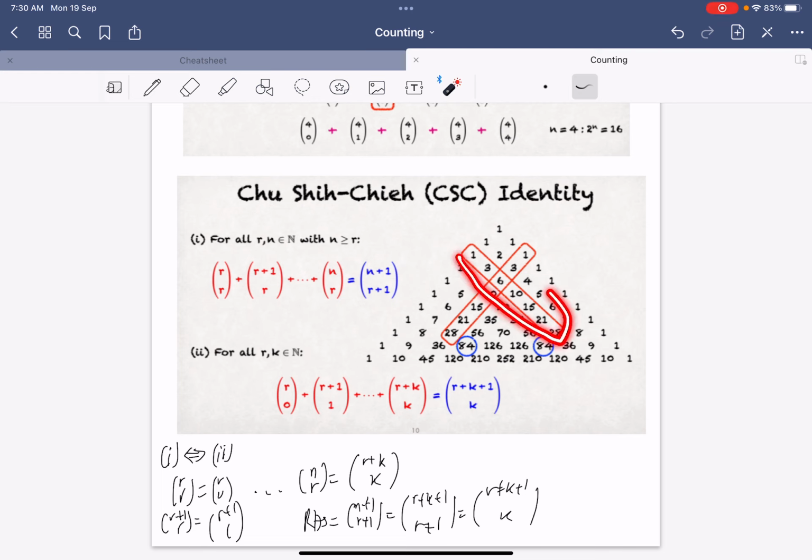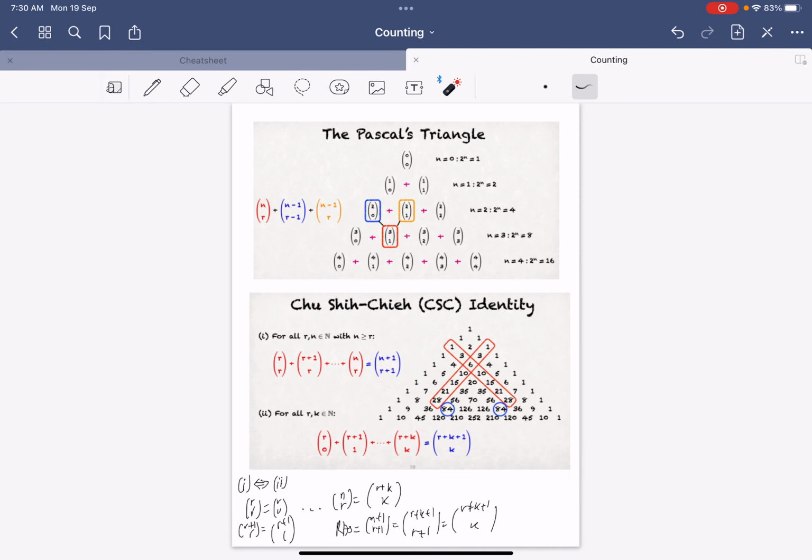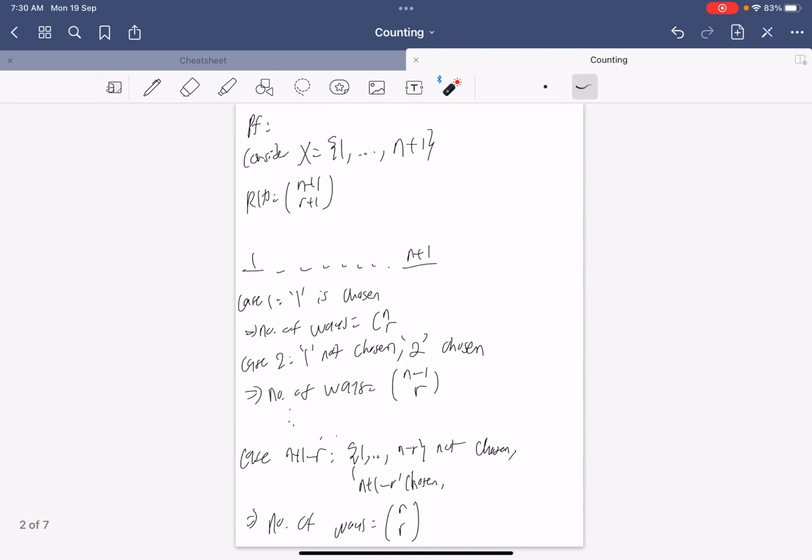So this proves that this equals this, which is the same as this equals this. It's the left hand side of the hockey stick or the right hand side of the hockey stick, as they call it. So basically, let's now prove Chu Shih Chieh's identity.